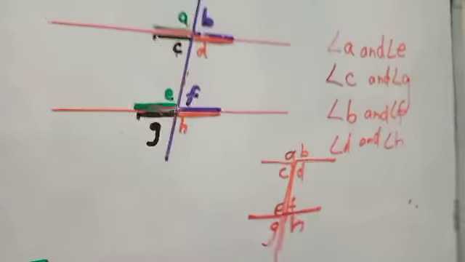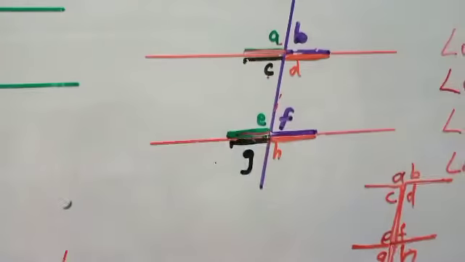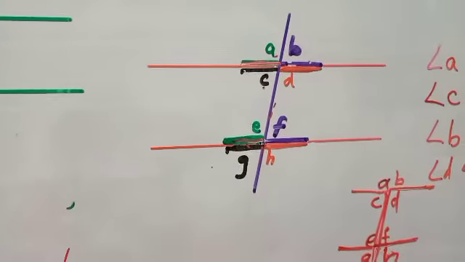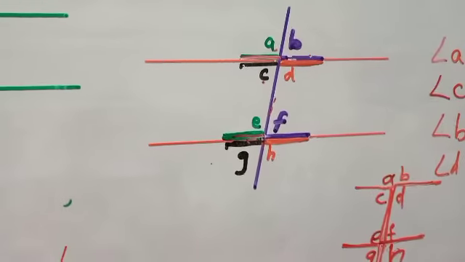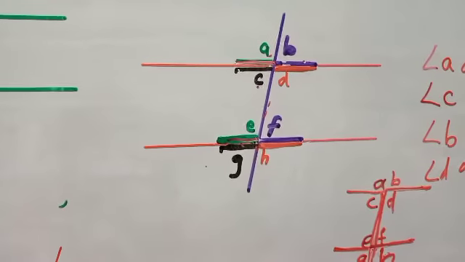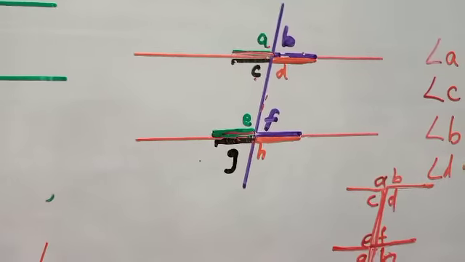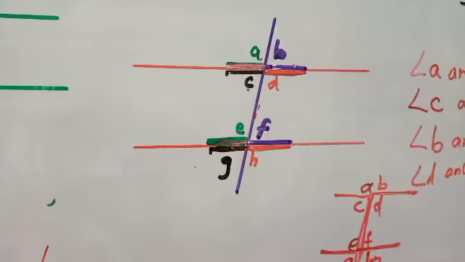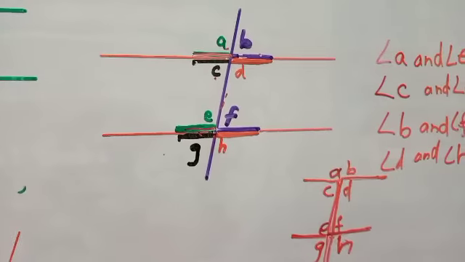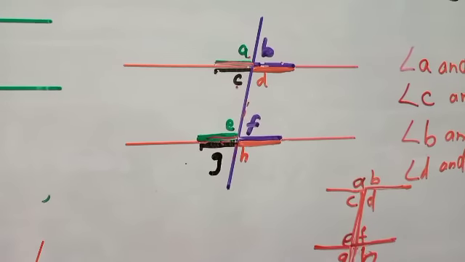Okay, I hope this is clear to you. So what are corresponding angles? Let's revise. Corresponding angles lie on the same side of the transversal. They are equal. One angle is exterior, one angle is interior, and they make the shape of F. Okay, those are corresponding angles. Now let's look at another type of angle, that is alternate angles.